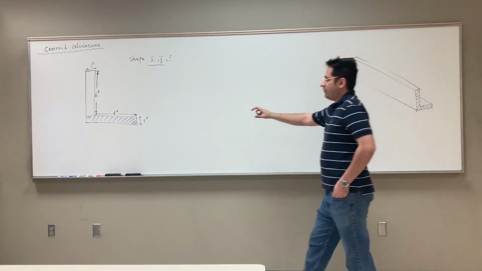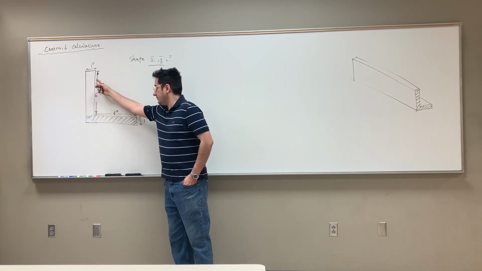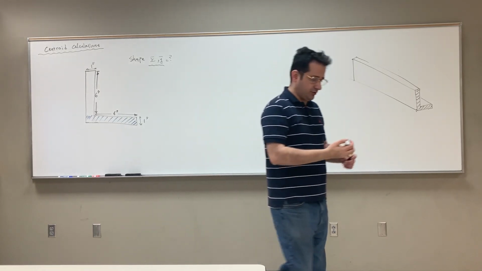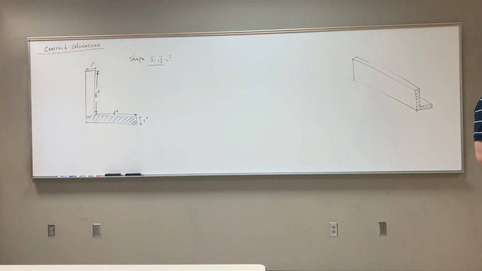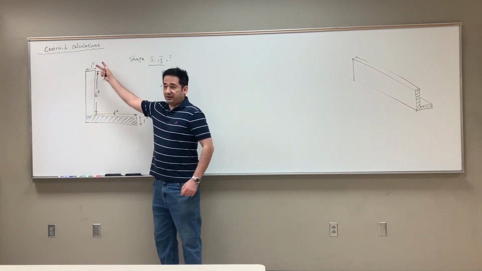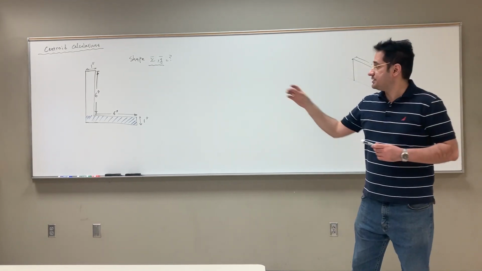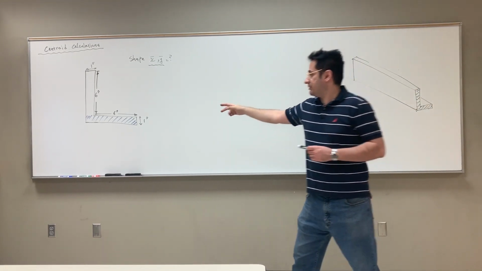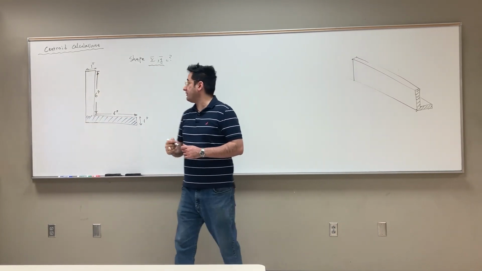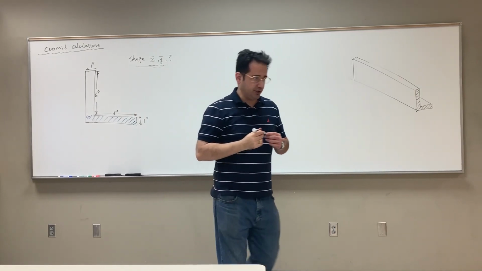So the width is 1 inch, and the length of the entire L shape is 6 inches. So what we want to do is to find the centroid of this composite shape. This is an example of a composite shape that is composed of simpler shapes. Now the question is to find the centroid of the entire overall shape.